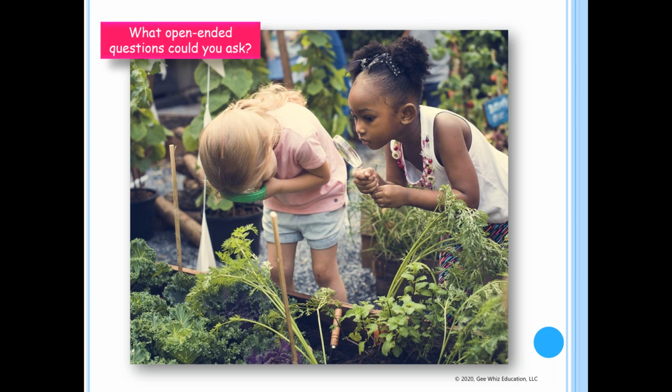All right, so now you get to practice. We talked a lot about open-ended questions. We talked about how they begin with words like what and why and how. Here we have two little girls at a vegetable garden, obviously, and they have their magnifiers. They look very intent. What open-ended questions could you ask as you engage with these children at the vegetable garden? So assume that you are visiting a vegetable garden, or maybe you have one at your program and you're outside and you're incorporating a lot of different areas of development. What open-ended questions could you ask?